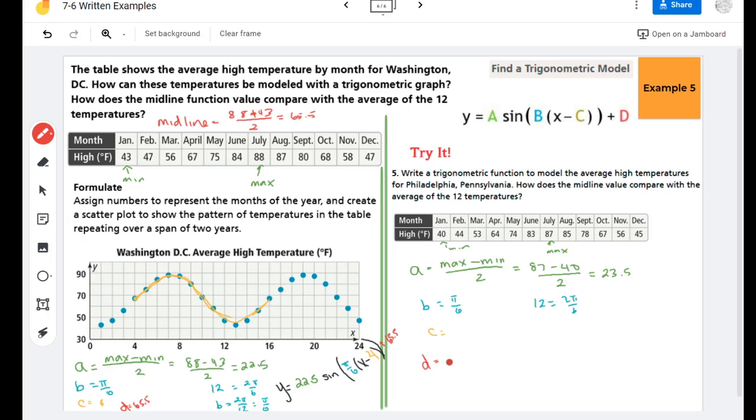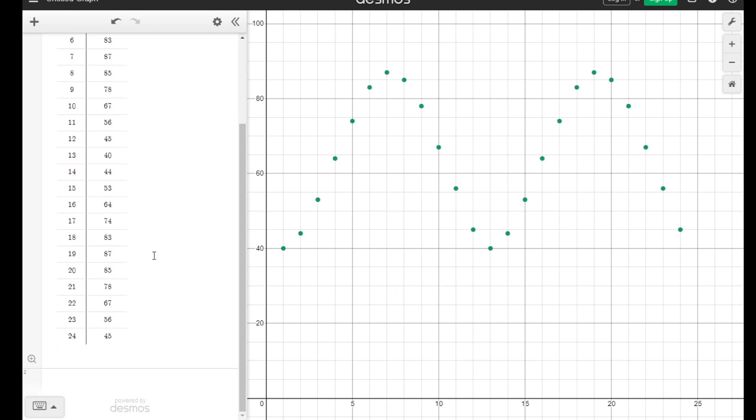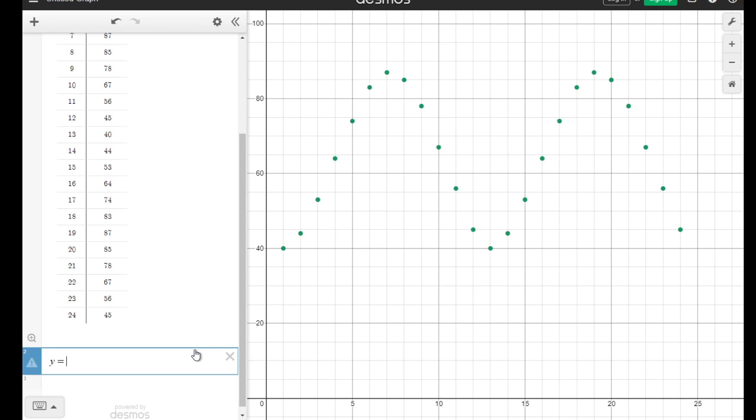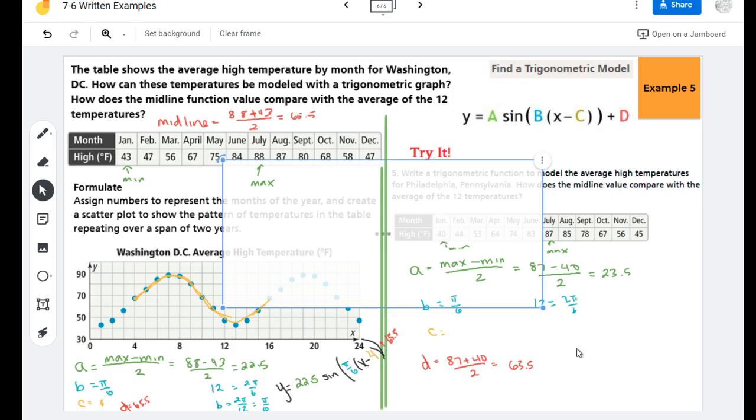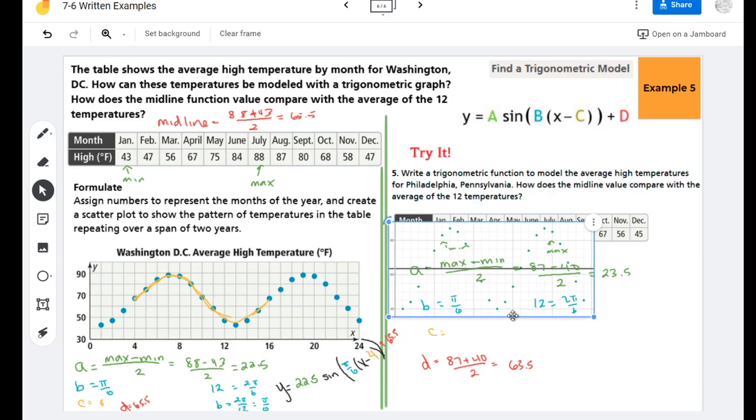So remember, to find your midline, you take your maximum and add your minimum and divide by 2. So you're just taking the average there. Okay, so 87 plus 40 divided by 2 is 63.5. And so if I go onto my Desmos graph, I'm going to start another line and put y equals 63.5. You could see kind of where I was thinking on it. Oh, I want to include that. So that's how I'm telling myself where I need to start looking for my sine curve.